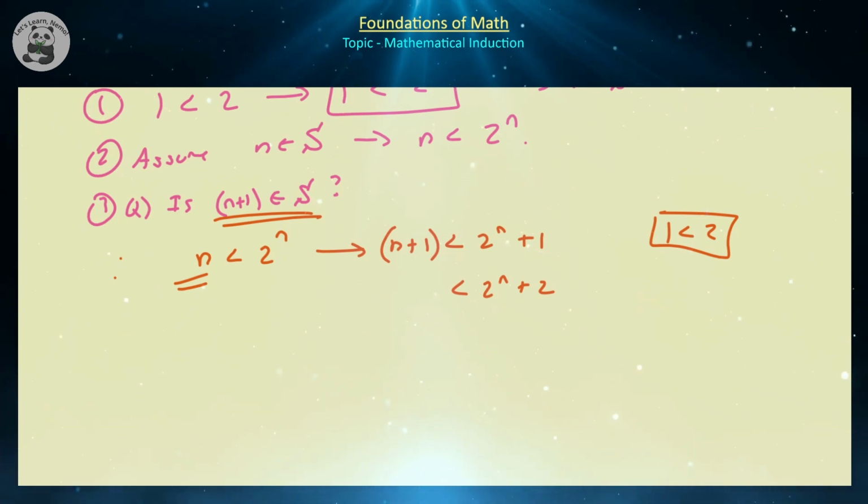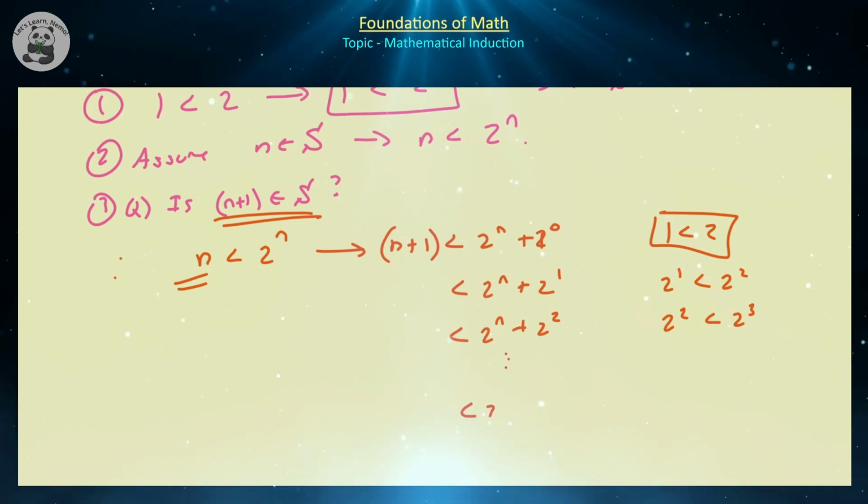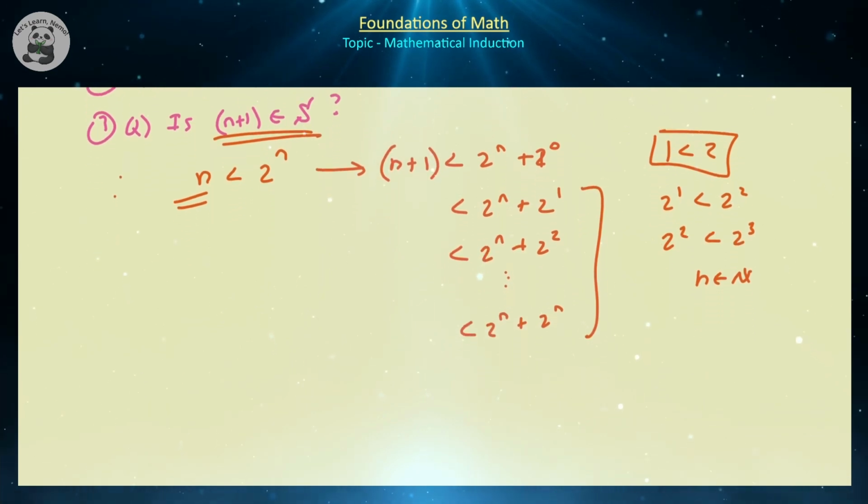Right? So from here, what we have, keep in mind, 2 to the first is less than 2 squared because 2 is less than 4. We know 2 squared is less than 2 cubed because 4 is less than 8. So we can say that this is just 2 to the power of 0 plus 2 to the power of 1, plus 2 to the power of 2, and we continue this all the way down to 2 to the n plus 2 to the n, where n is some natural number n. And you, in some sense, could prove this with mathematical induction, too.